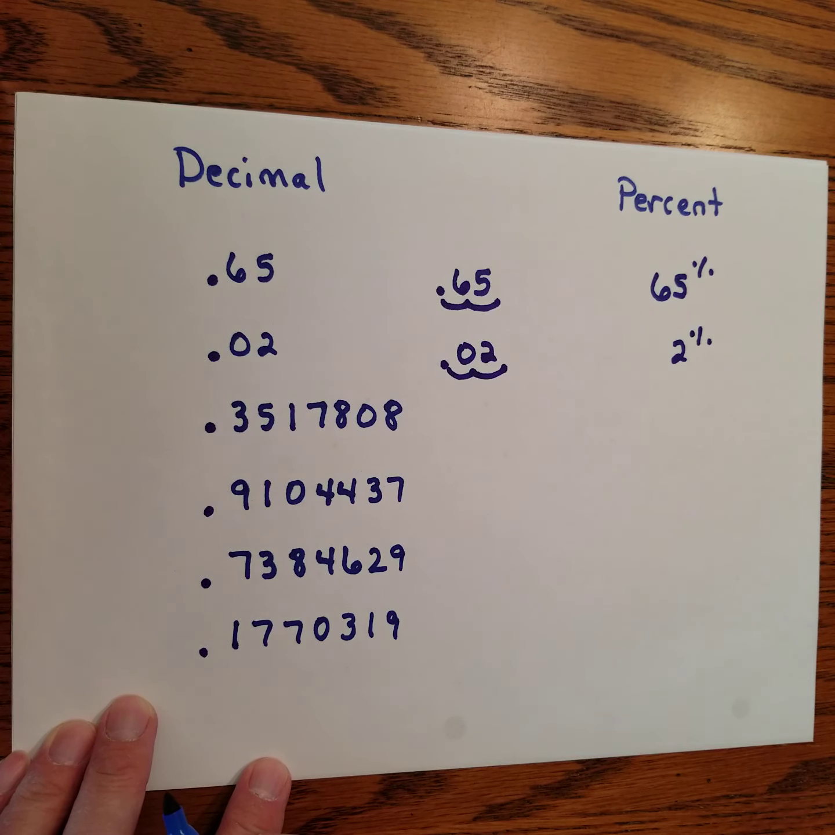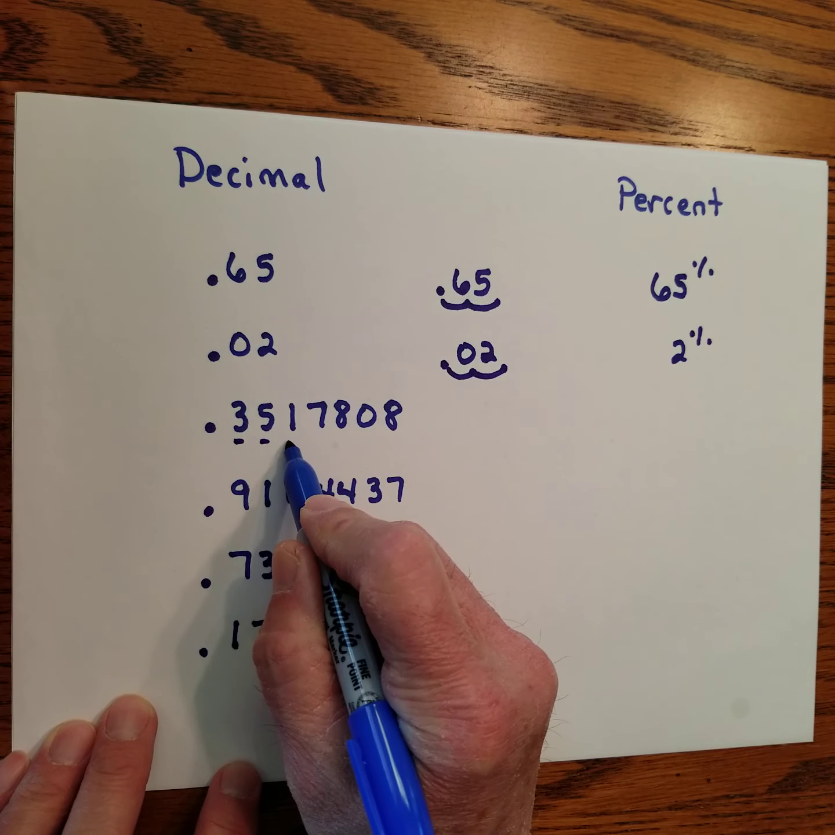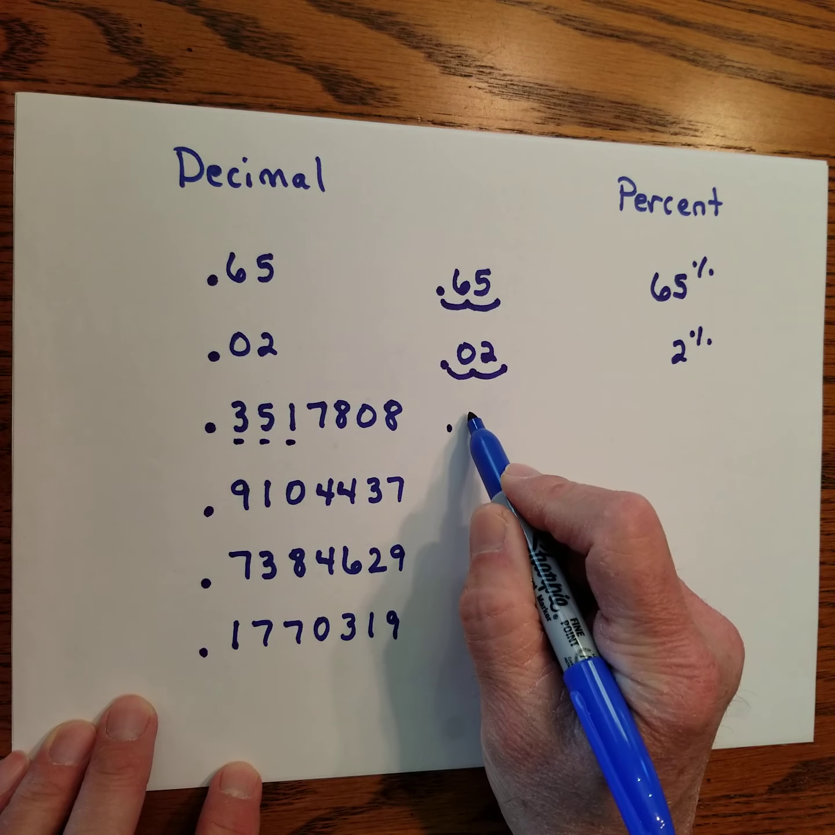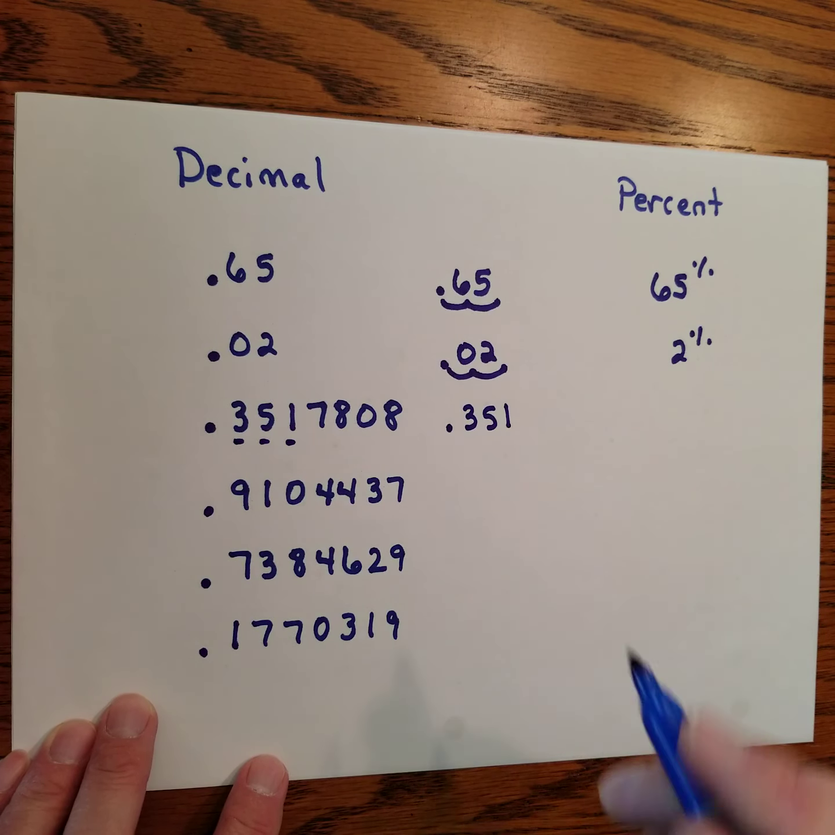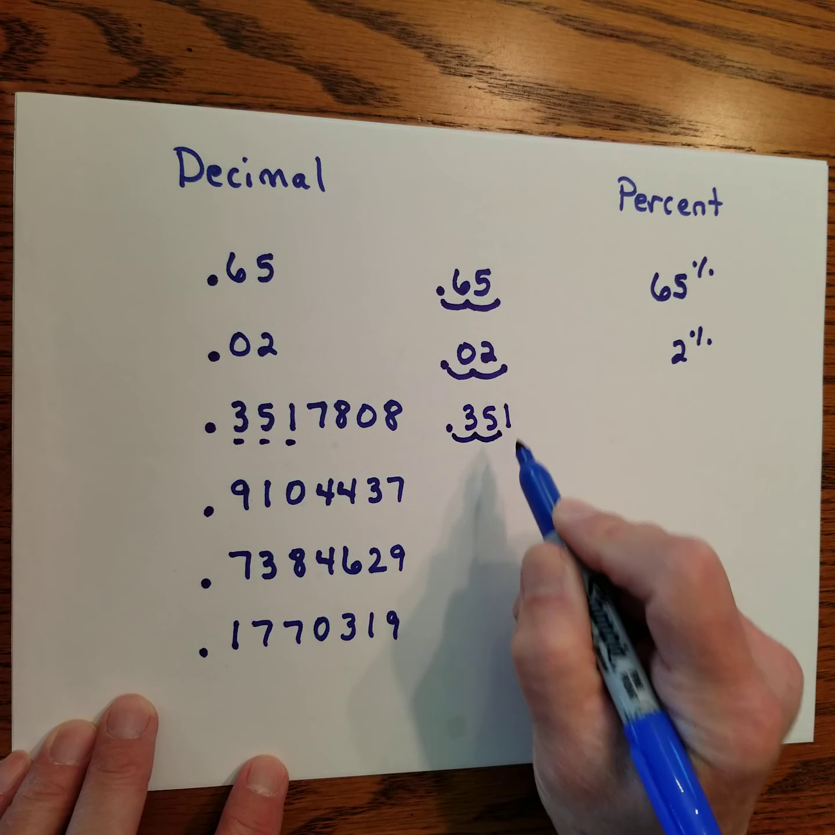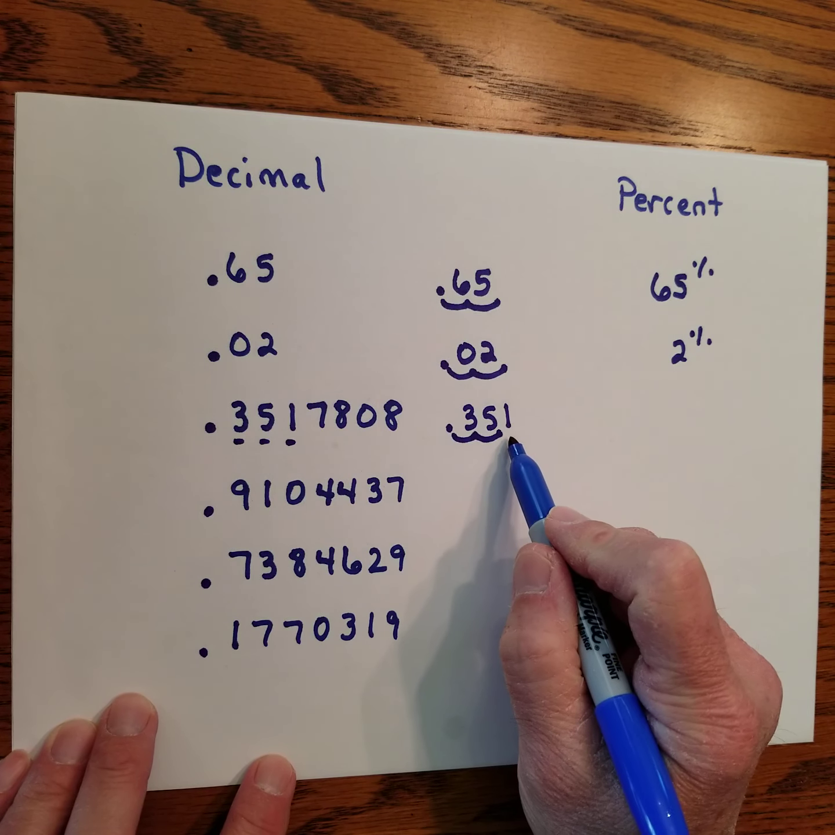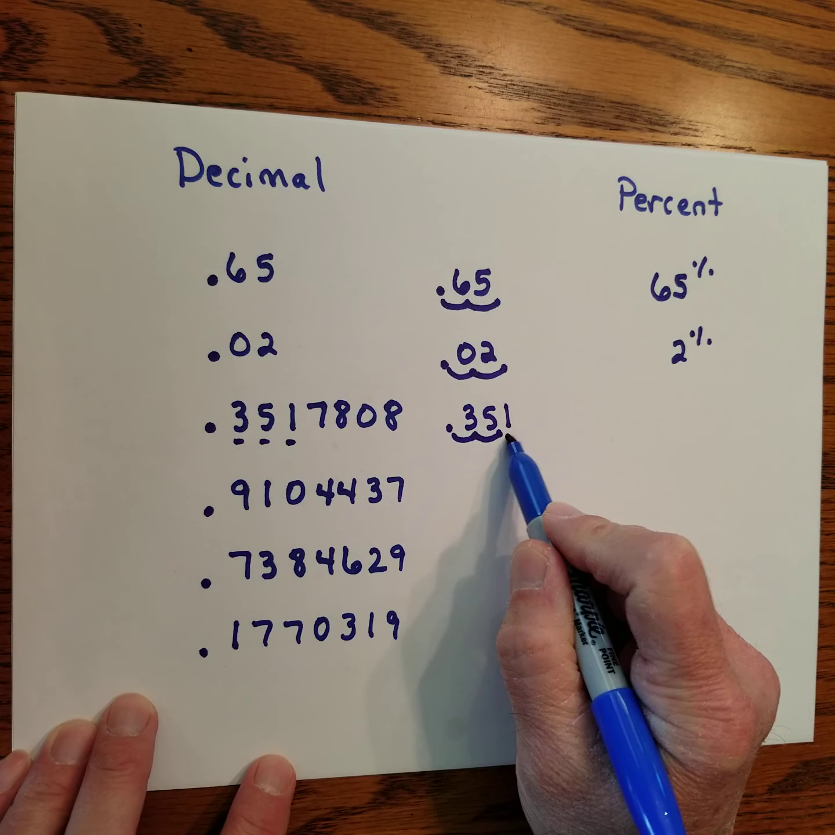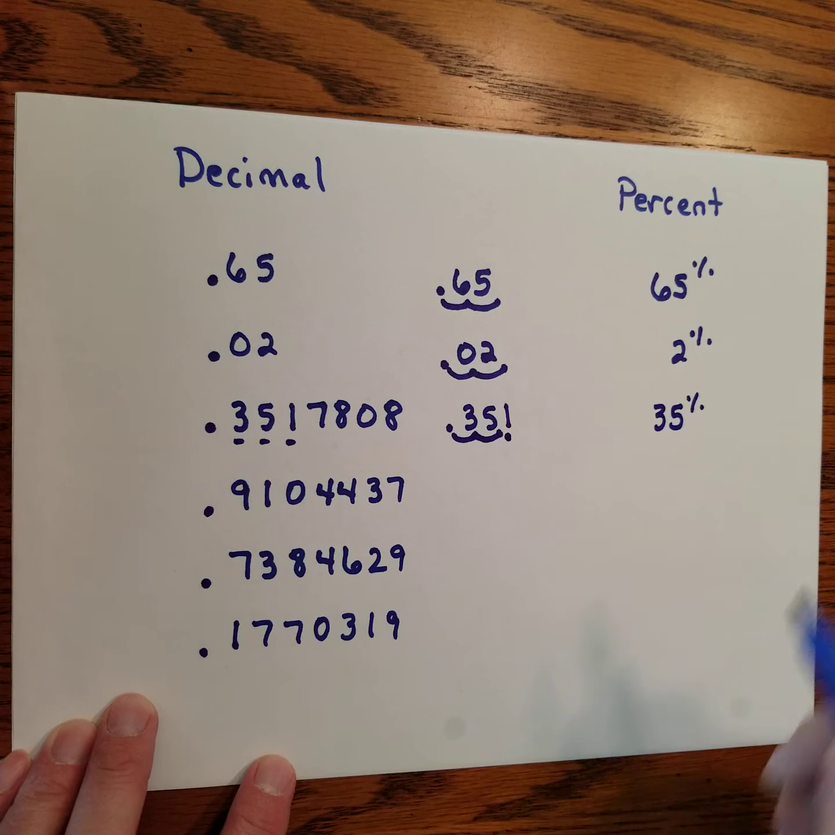like this. The only parts I look at are these 3 digits. Let's concentrate only on the 0.351. Then move the decimal point 2 spots to the right. And would I call that closer to 35% or 36%? Since this digit here is small, this remains 35. We'll call that 35%.